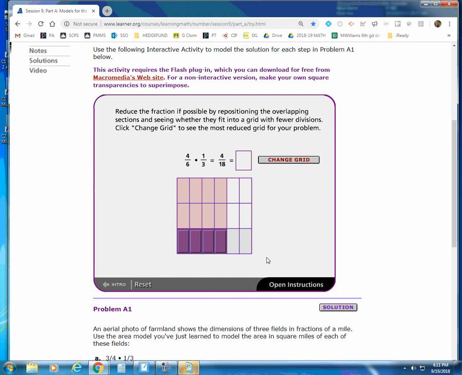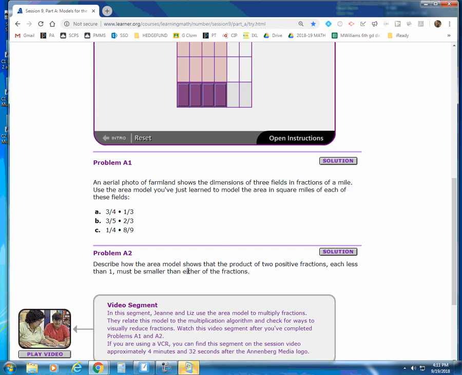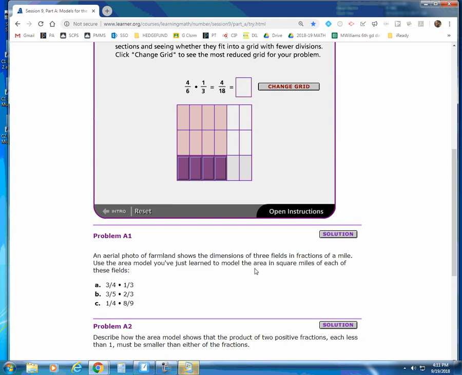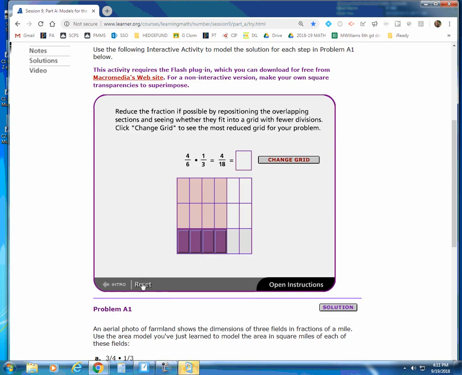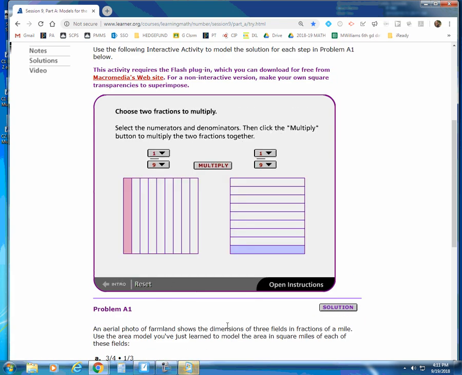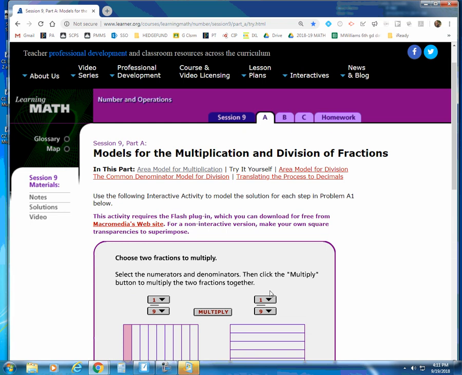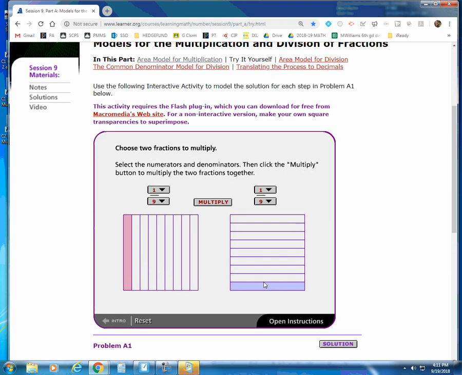Okay? So this is a pretty cool website. There are some questions down below that you could try and see if you can use the grid. You can reset the grid and use it to help you figure these things out down here, or you can use it just to play around with. Okay? So if you have any questions, please ask your teacher.